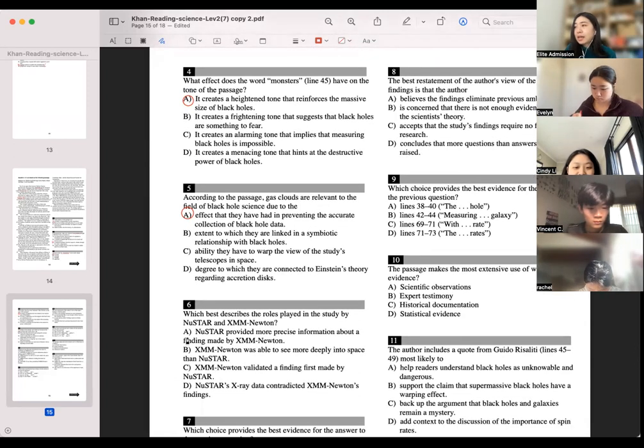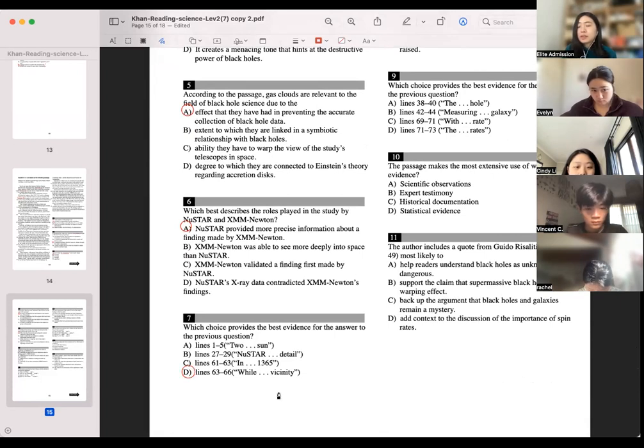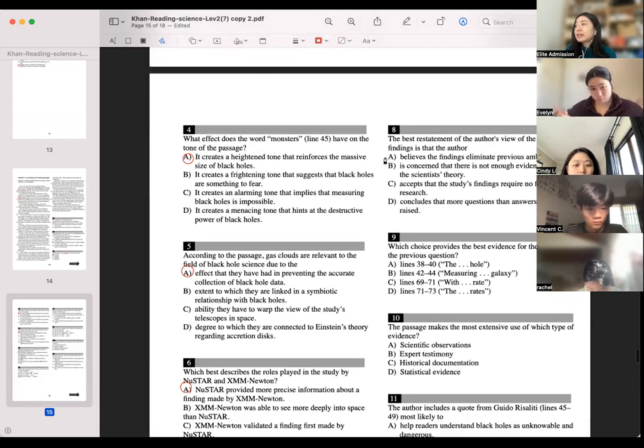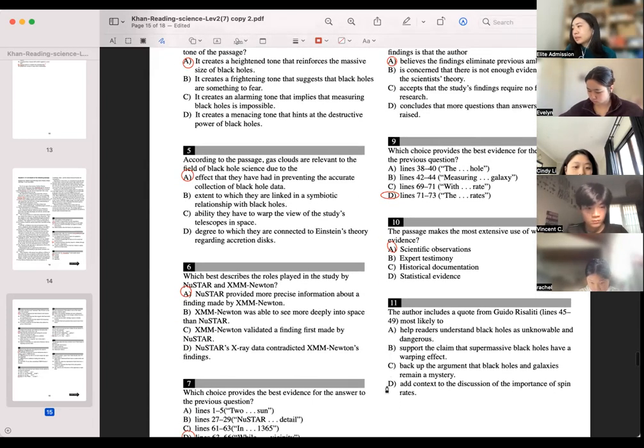Question 6, the answer is A. Question 7, the answer is D. Question 8, the answer is A. And question 9, the answer is D. Question 10, the answer is A. And question 11, the answer is D.